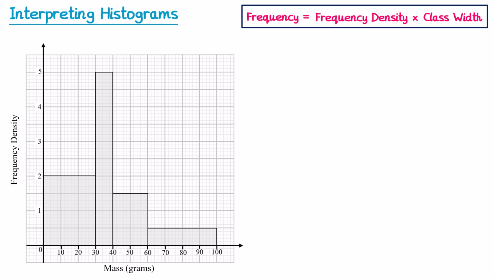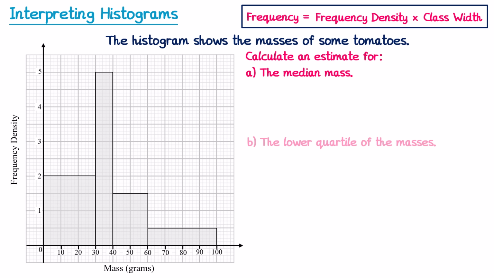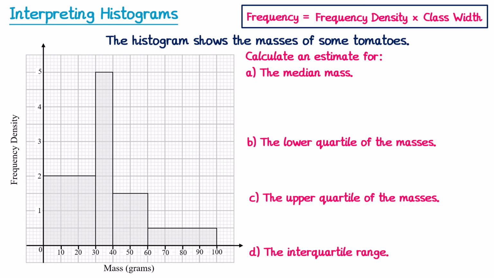For example, if this histogram shows you the masses of some tomatoes, we could be asked to work out an estimate for the median, the lower quartile, the upper quartile, and even the interquartile range. Let's go through each of these one at a time.